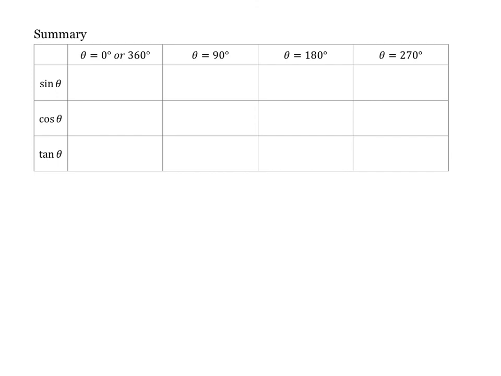All right, let's summarize. When theta is 0 or 360, sine theta is 0, cos theta is 1, and tan theta is 0. At 90 degrees, sine theta is 1, cos theta is 0, and tan theta is undefined. At 180 degrees, sine theta is 0, cos theta is -1, and tan theta is 0, while at 270 degrees, sine theta is -1, cos theta is 0, and tan theta is again undefined.